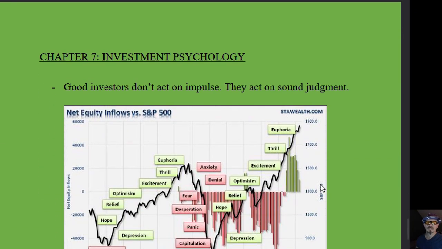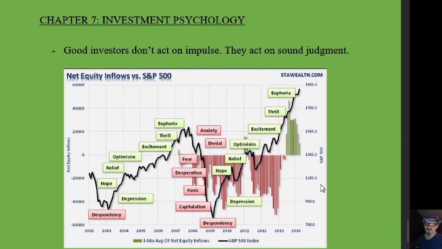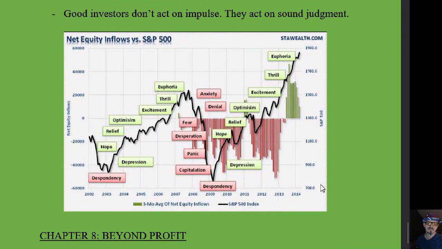Chapter 7, investment psychology. Good investors don't act on impulse. They act on sound judgment. Let's see here. Net equity inflows versus S&P 500. So you have hope, despondency, depression, optimism. It just keeps on going up and down.